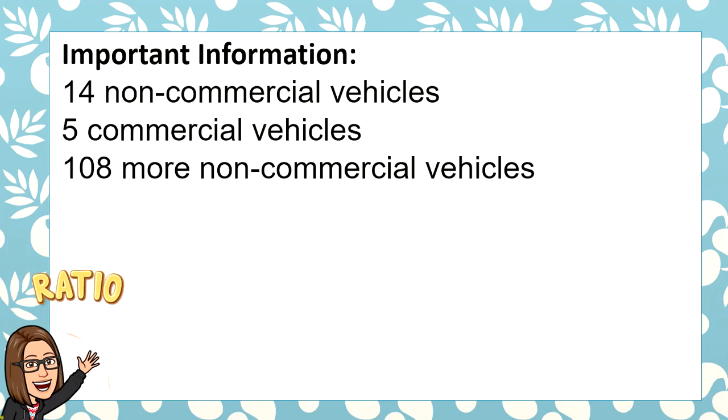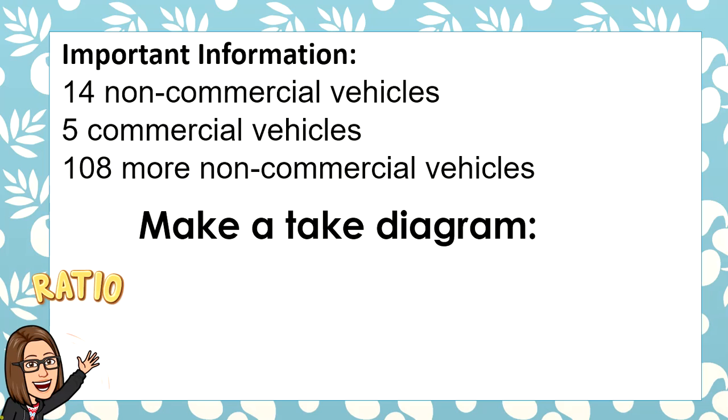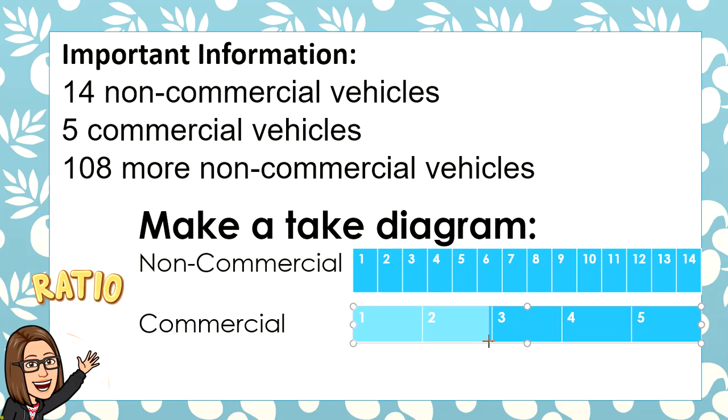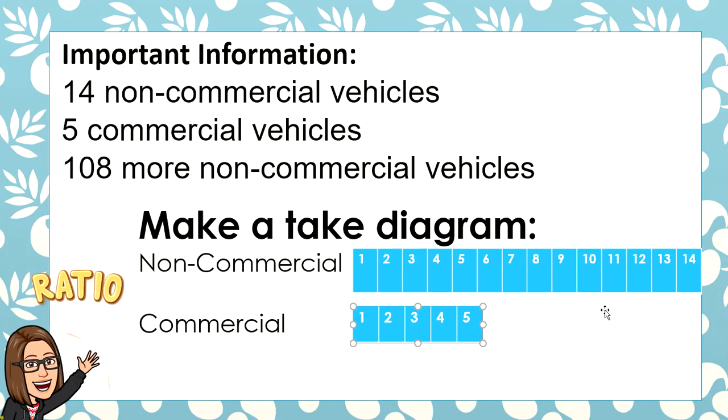So this time we're not going to worry about our ratios. We're just going to go in and make our tape diagram. So I need to have 14 boxes and 5 boxes for non-commercial and commercial. There I go. There's my 14 and 5. Again, I like to make them equal because they're all going to be an equal amount in the end. You can make it so that they're not, but I just don't like it because it doesn't show it correctly. So I'm going to move it back there. So now we've got our 14 to 5.